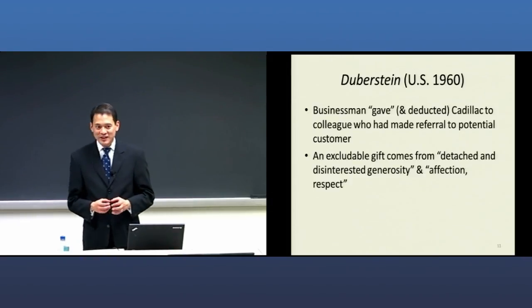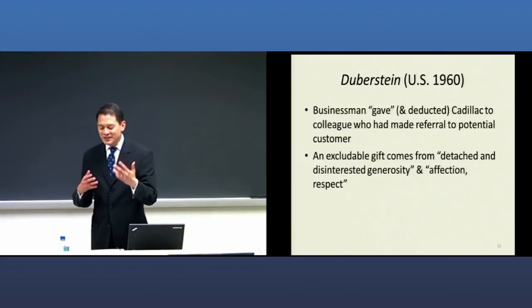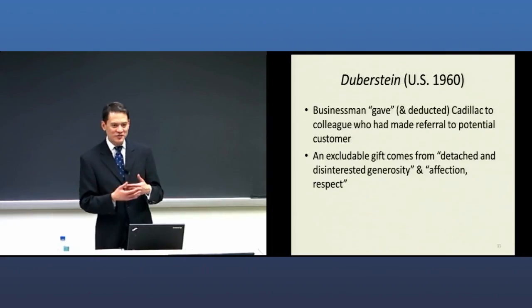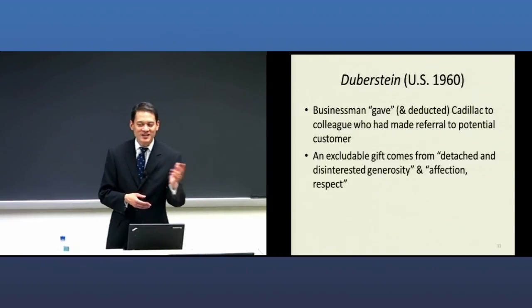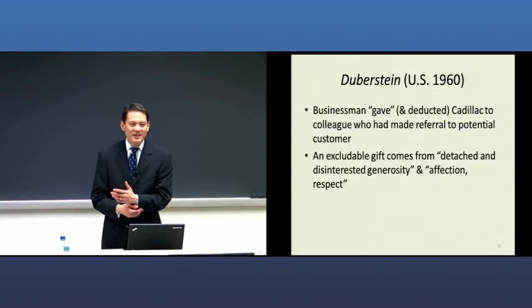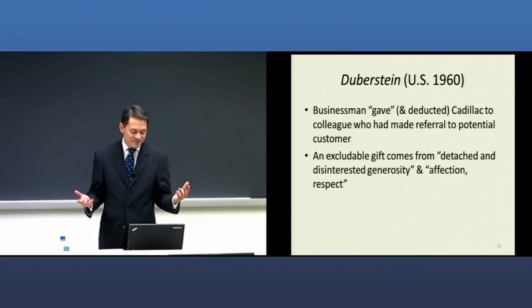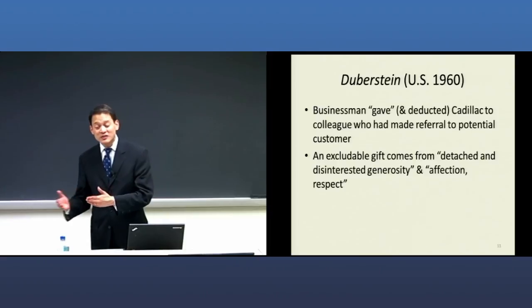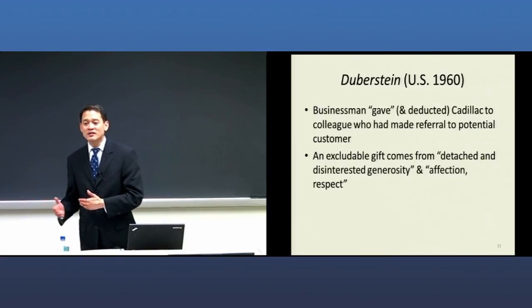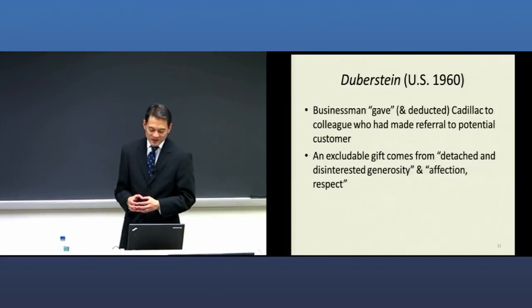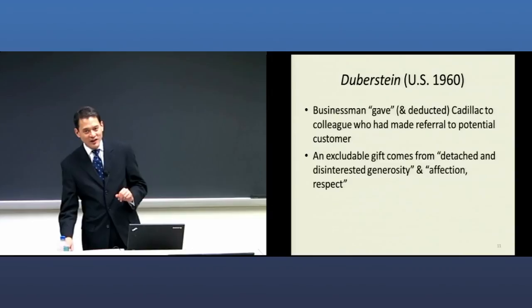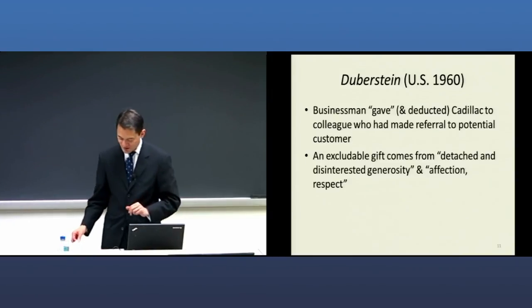Of course, if you make a real gift out of affection within a family, you don't deduct the cost. The parent doesn't deduct the cost of the gift to the child because it's not a deductible business expense, and neither is it includable on the end of the child recipient. Detached and disinterested generosity, though, that's the definition of a gift for tax purposes.